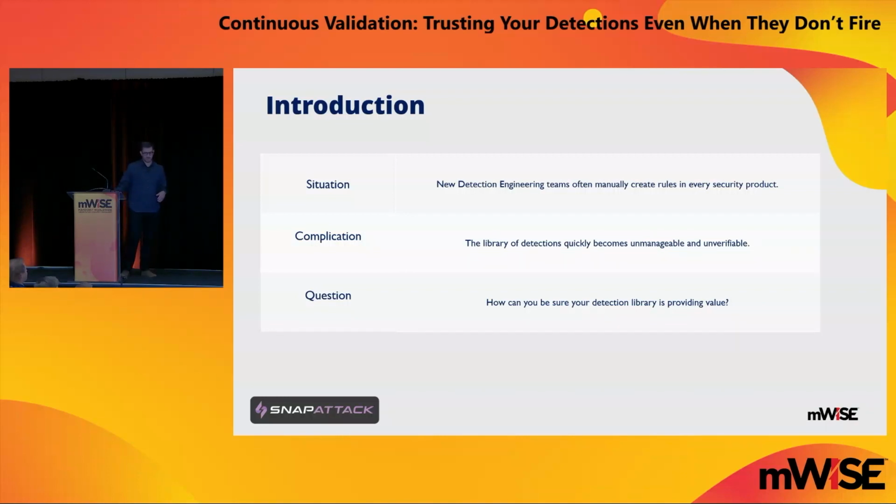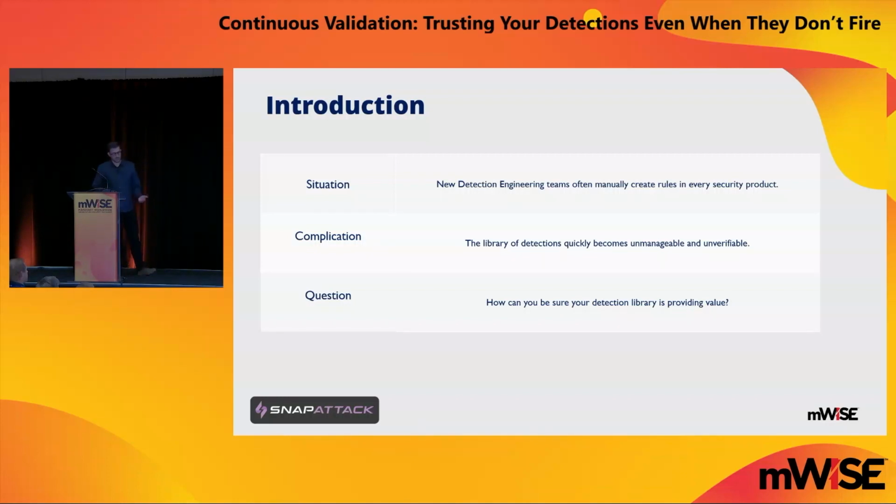And then the complication: it sits there. It becomes unmanageable. There's false positives. There's rules that aren't working, but they don't know that. And they end up having this huge library that they're struggling to manage because half of the rules were created by people who don't work there anymore. And there's no documentation or anything.